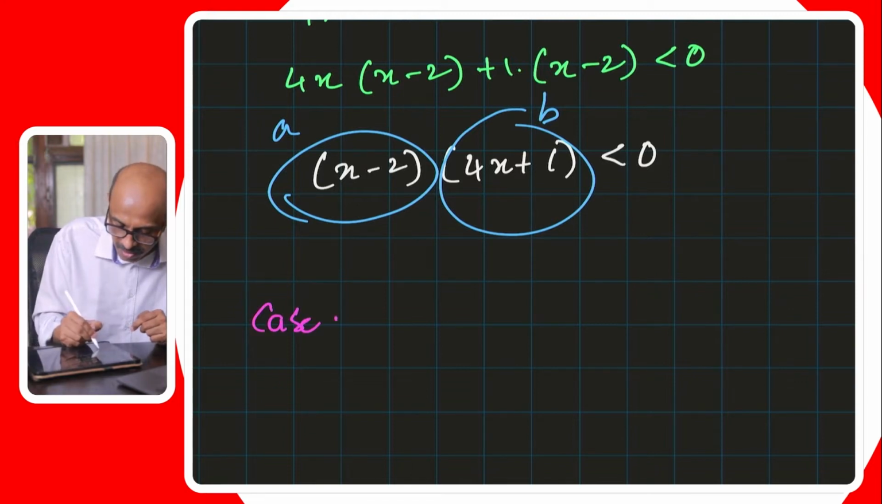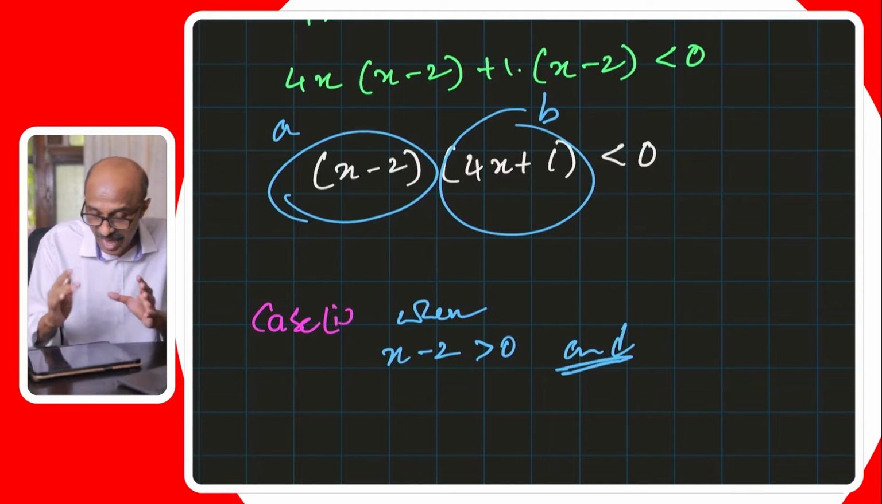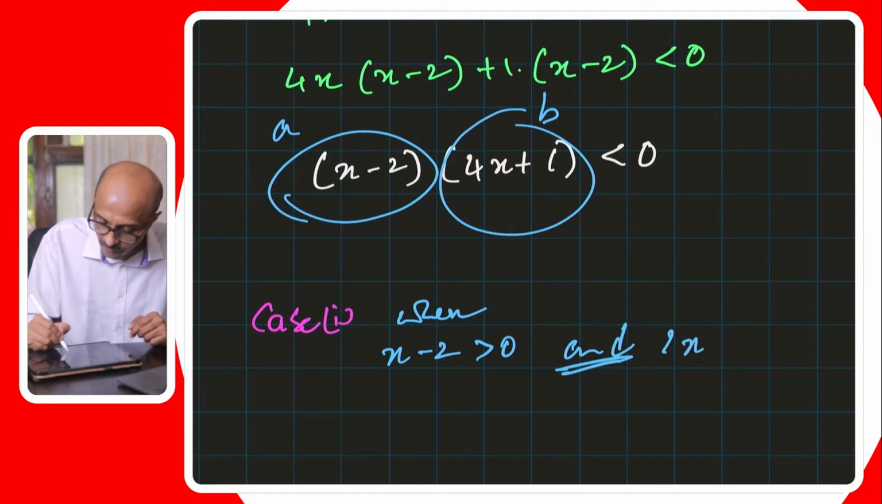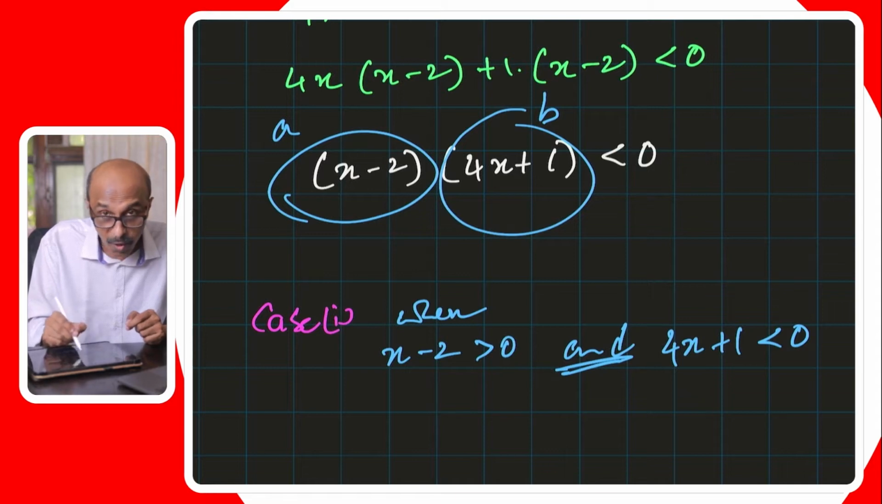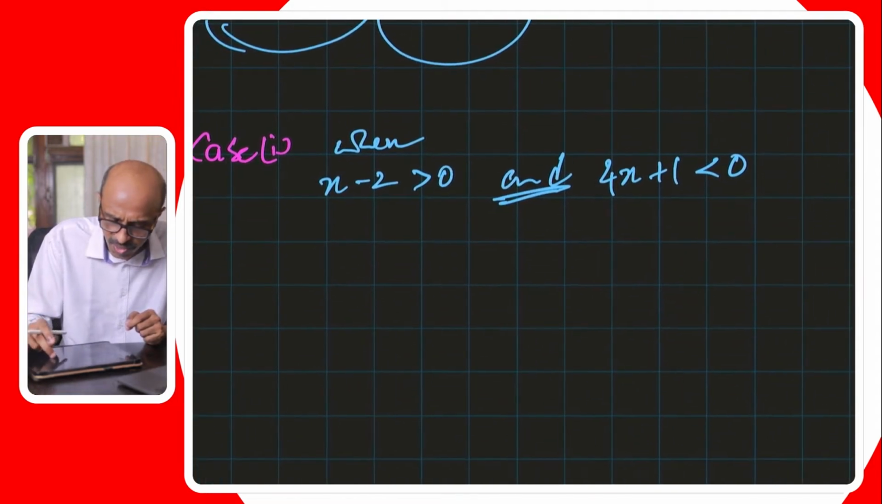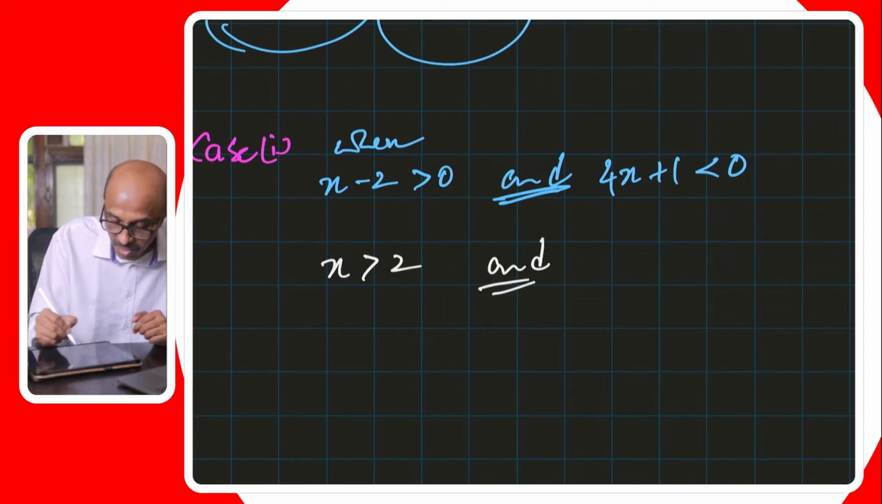Case 1, when x minus 2 is greater than 0, and remember, within the case, it's an "and", 4x plus 1 is negative. Remember, there should be opposite signs. When the two terms are of opposite signs, only then will their product be negative. That's the idea we've been using in both the examples so far. When we solve each of these linear inequalities, you'll get x should be greater than 2, and is the operative word. 4x plus 1 less than 0 would give us x should be less than negative 1/4.